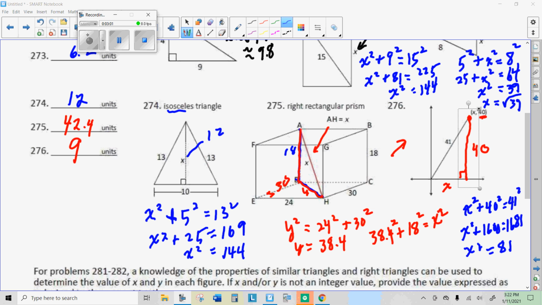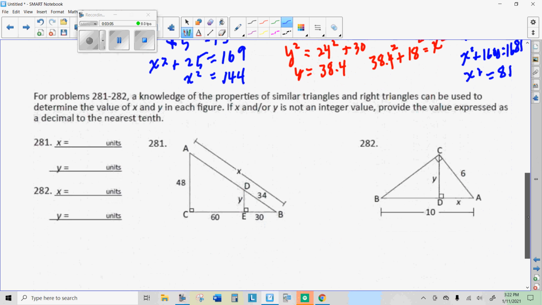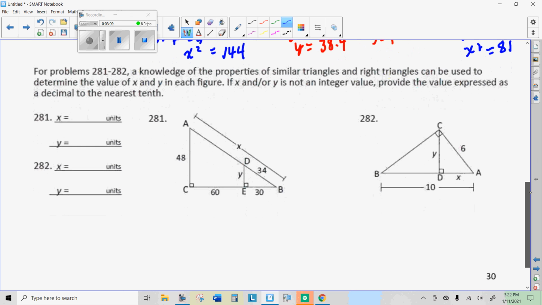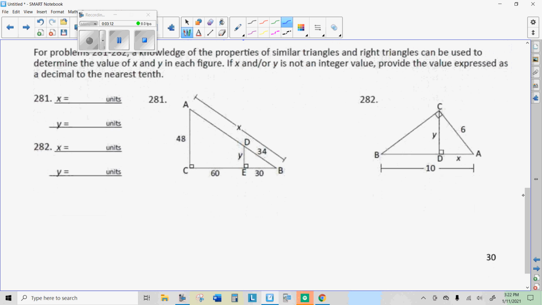All right, that's what I got on that one. On this one, I'll go through the first number, 281, with you, and then you can try your luck at 282, see if you can figure it out. We have a lot of different numbers here, but basically the idea is we have some similar triangles.